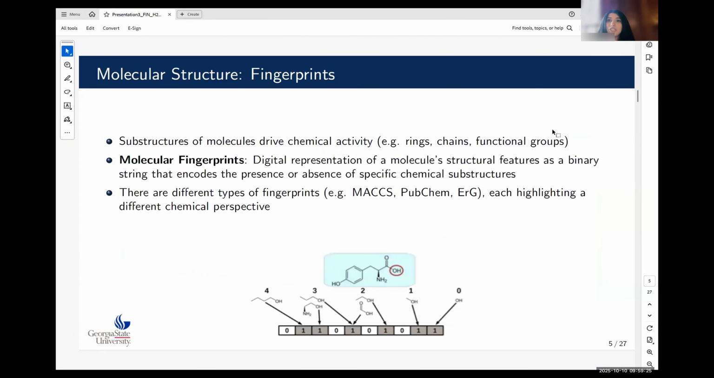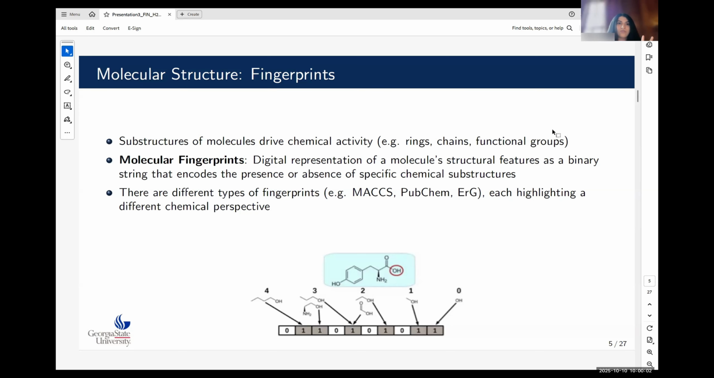A second representation is fingerprints. Fingerprints are just binary vectors where we have zeros and ones, they're fixed size, and each one tells you that a specific substructure exists in a molecule. These substructures are also important because they give us more information about the property. Each substructure affects the properties in a different way. These substructures can be rings, chains, functional groups, and different ones, and we have different fingerprint types like MACCS, PubChem, ERG. They're different types, and each one will give us a different chemical perspective.